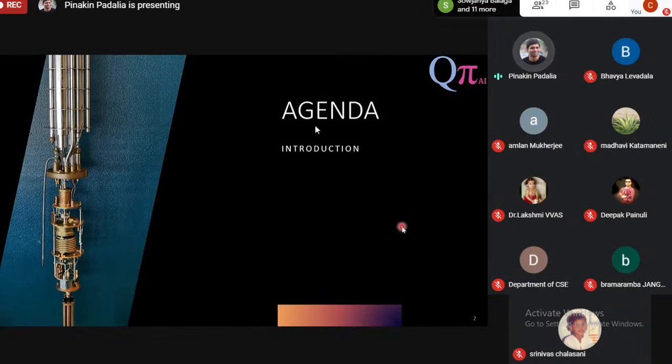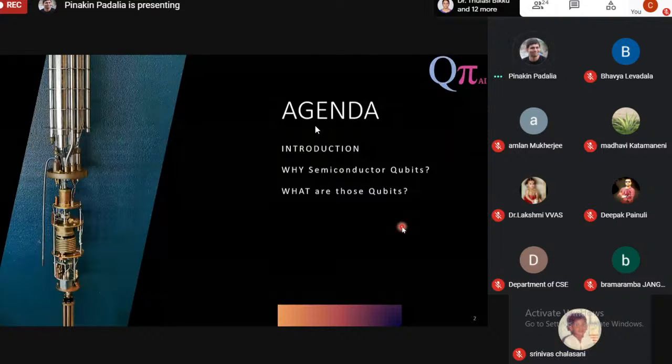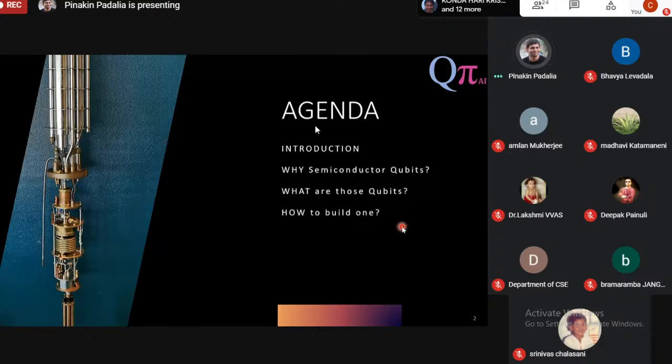So I'm going to start with a very short introduction. And then we are going to address some very basic questions as to why we are focusing on semiconductor qubits. Next is, what those qubits are and how they are made in semiconductors, and how we go about building an entire quantum computing stack using those quantum bits that we have in semiconductors. And of course, I'll end with some closing remarks talking about semiconductor qubits and the future ahead.